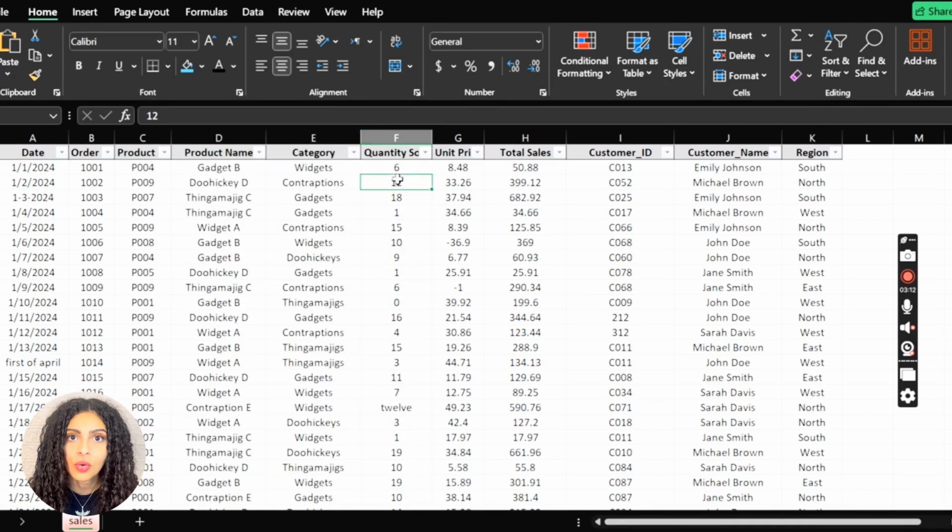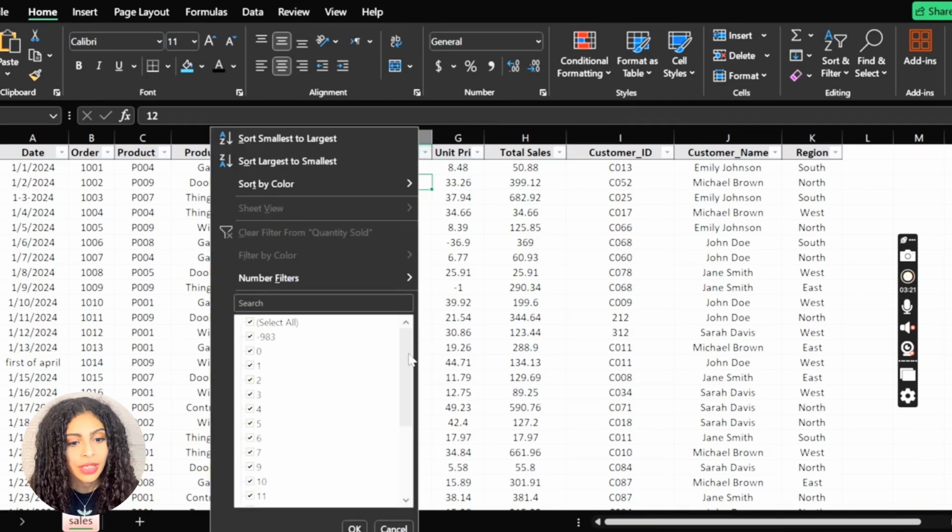Now, let's check for quantity. So first of all, quantity must be numerical. How do we check if there are non-numerical types? We can open the filter and scroll to the bottom because numbers are usually ranked in the beginning, and after that we have text. So here we have the text 12. So 12 is not numerical.